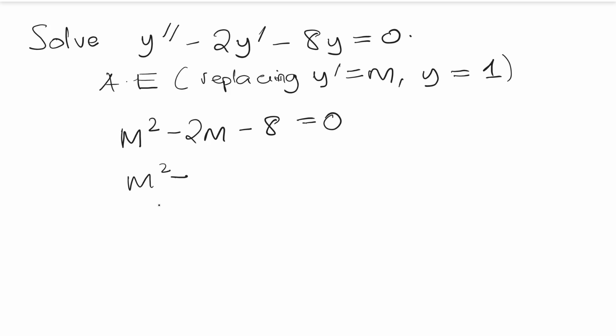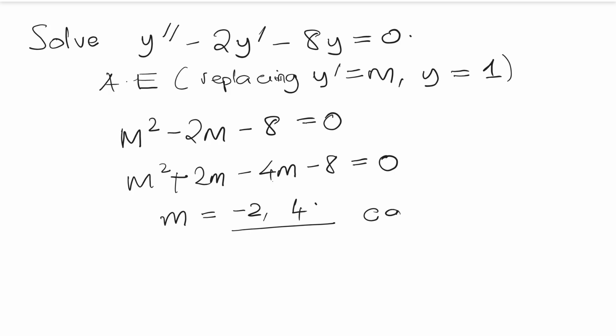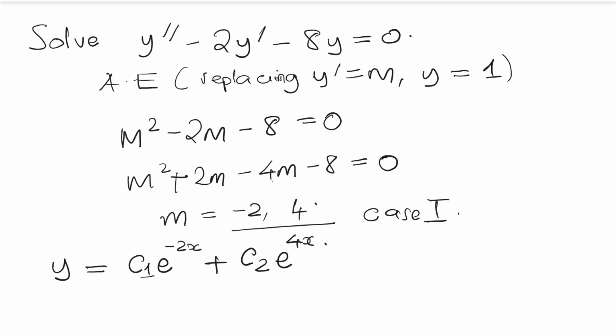m squared plus 2m minus 4m minus 8 equal to 0. That means the roots are m equals negative 2 and positive 4. I think this lies under case 1, and our general solution will be y is equal to c1 e to the power minus 2x plus c2 e to the power 4x.